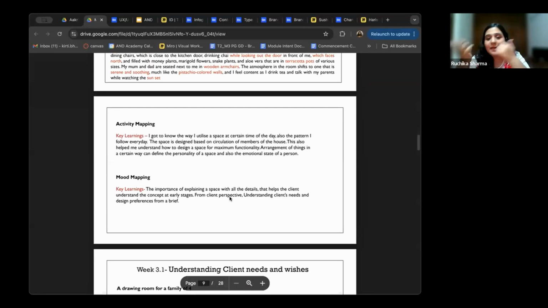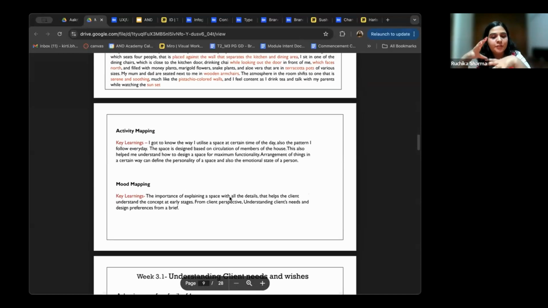Could it be how it smells? Could it be how it feels to the touch? Could it be what I see? Could it be what I can hear? What exactly is it that constitutes the mood of a space?